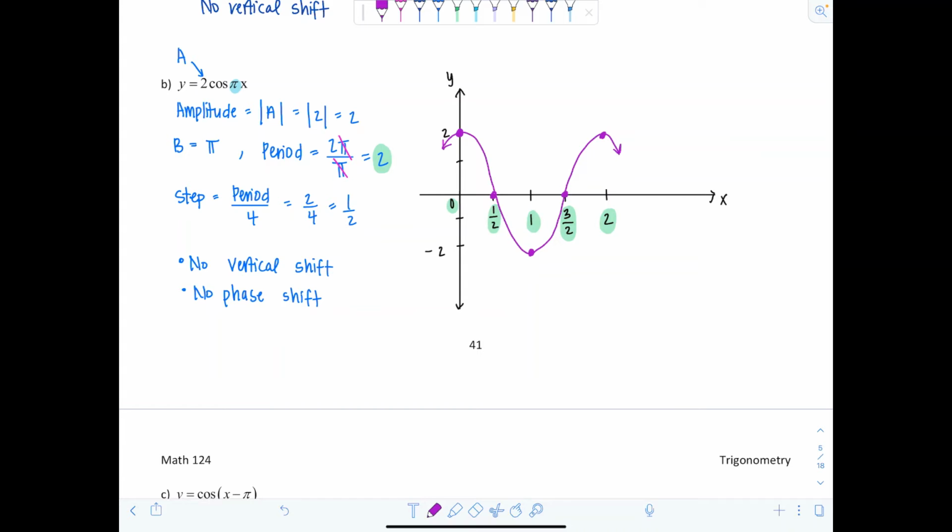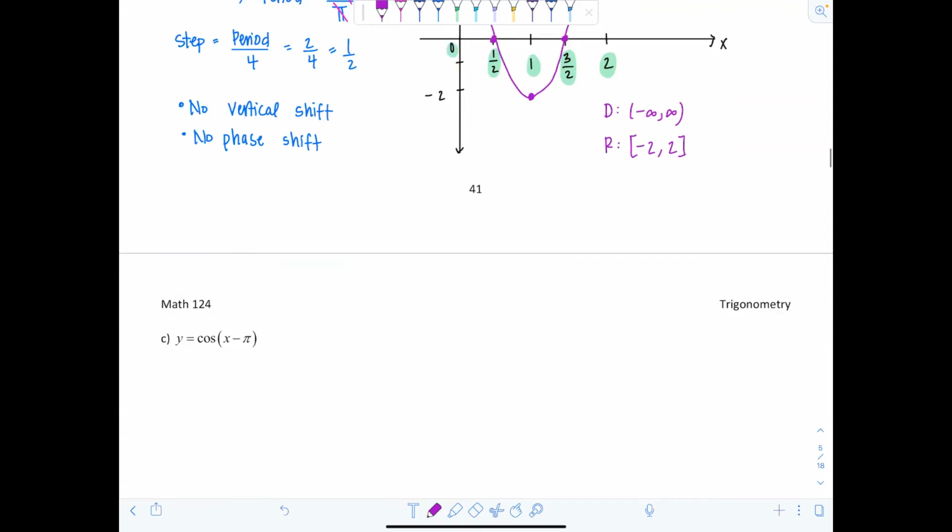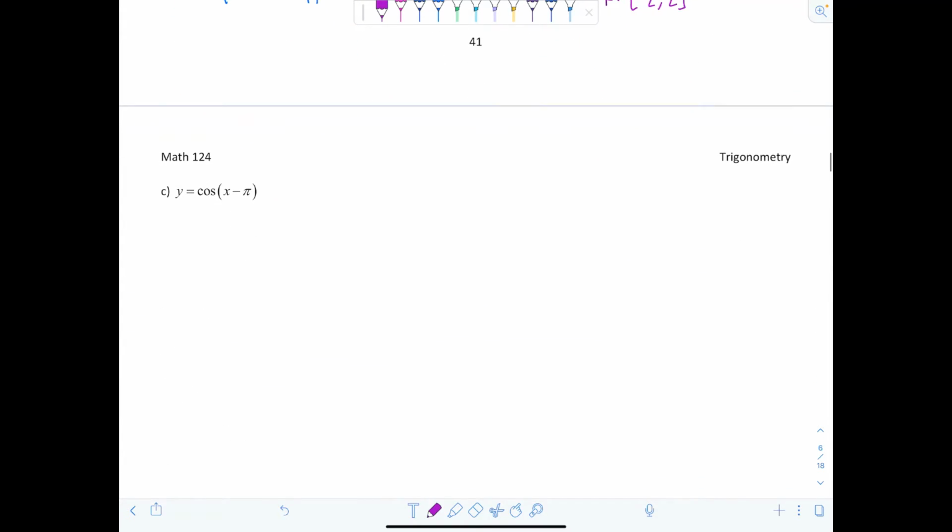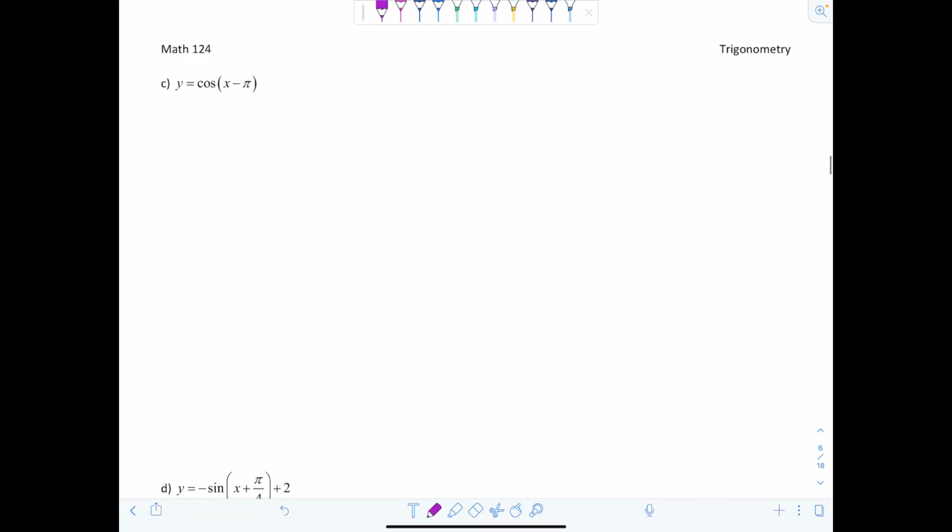All right, the domain, all real numbers. That's always going to be the case. What about the range? Yes, good. This time the y values are going to go as low as -2 and then up to +2. Perfect. Looks good. Okay, moving on. You're probably desperate to do some phase shift. So here we go. We have y equals cosine of x minus pi.